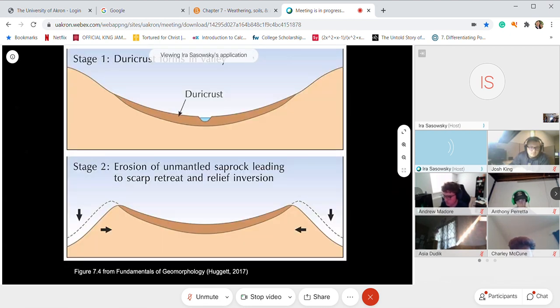Well, this is one that I meant to show earlier. Sorry about this, this got out of sequence. Look at this in your book. This talks about how a duracrust can lead to an inverted topography where what was a valley now becomes the top.